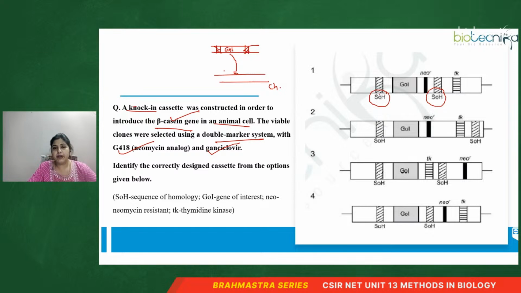Always remember, this cassette preparation is very important to get the desired result, that is targeted gene insertion. This cassette is very important, because undesirable results can also happen. There is a possibility that this gene of interest is not inserted at the desired place. It is inserted randomly anywhere in the chromosome, or maybe no insertion happens. So these are undesirable results.